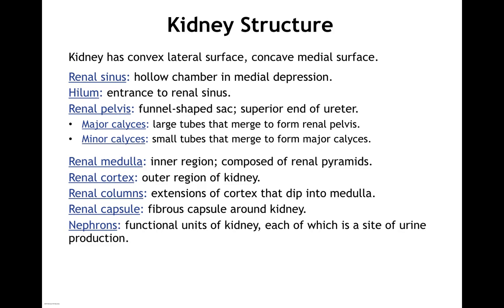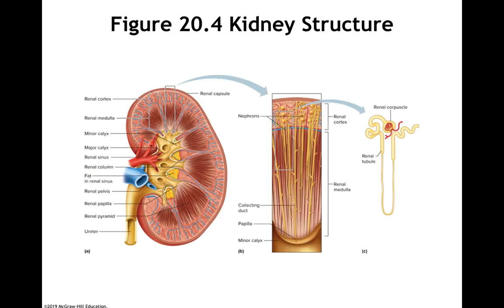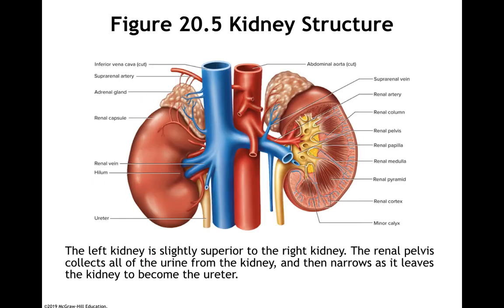The renal capsule is a fibrous capsule around each kidney. And the functional unit of each kidney that we're going to talk a lot about today, where urine is produced, is called a nephron. And those are all demonstrated here. And this gives you an anatomical view of where the kidneys are.